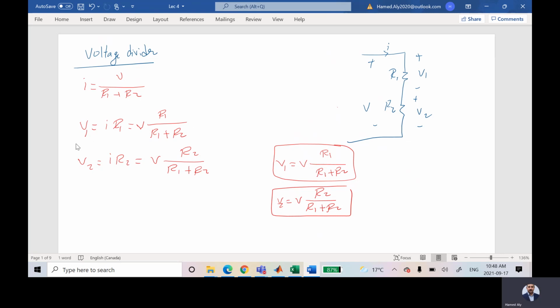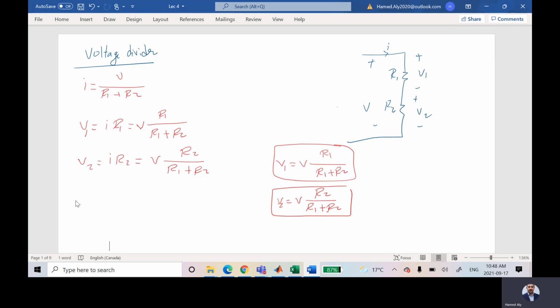I can say V1 is equal to I times R1. But what's I? I is equal to V over R1 plus R2 plus the third resistor. And at that time, V1 is equal to V multiplied by R1 over R1 plus R2 plus R3. And by the same way for V2. So if I have more than 2 resistors, still I can apply the voltage divider. It could be valid for 3, for 4, for whatever.